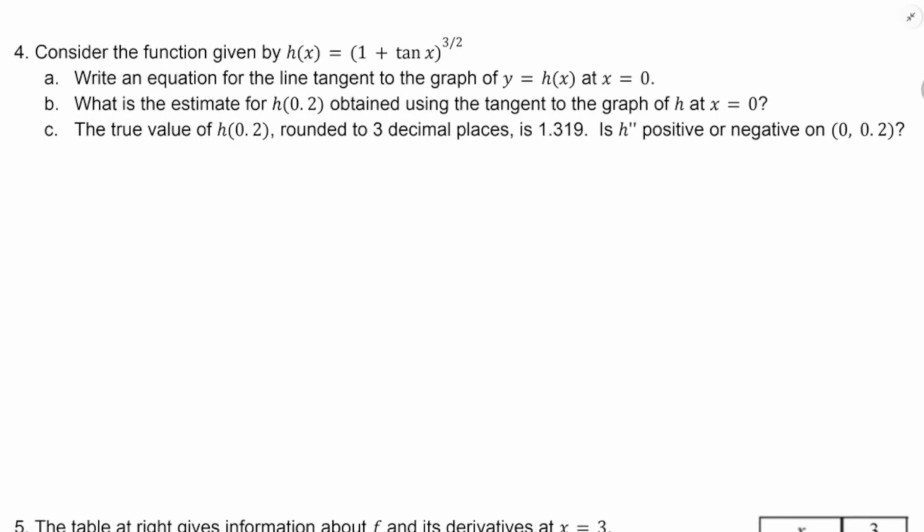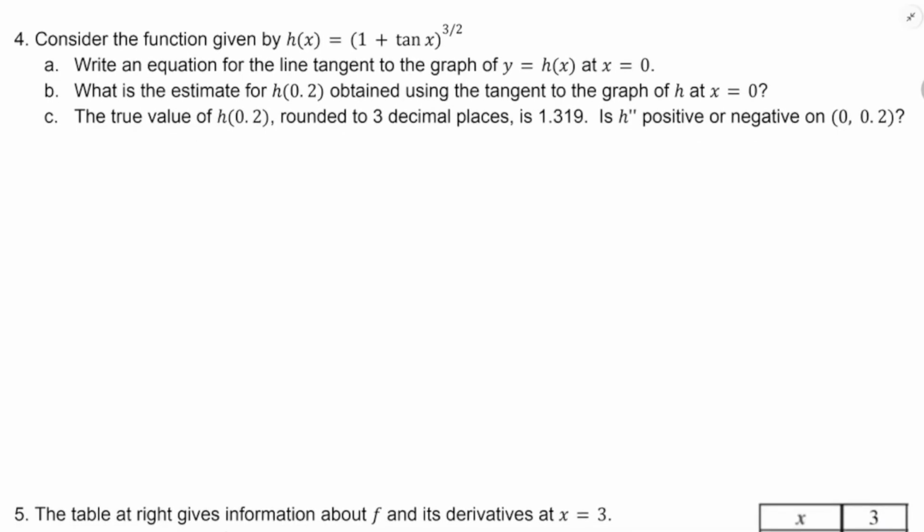Right. Now the next one, we've got h of x equals 1 plus tangent x to the 3/2 power. Okay, we want an equation for the line tangent to the graph of y equals h of x at x equals 0. Okay, so we're going to need to figure out what is h of 0. So 1 plus tangent of 0 to the 3/2, any power of 1 is going to be 1. Then, what is the estimate for h of 0.2? Oh, I didn't write the equation for the tangent line. I tried to find h of 0. I was happy with that.